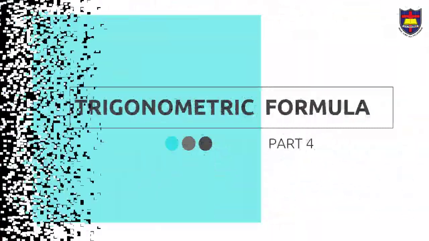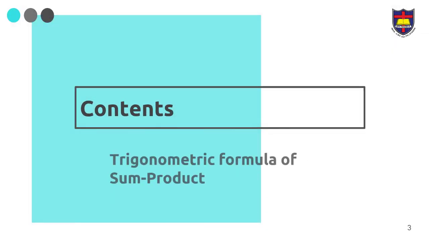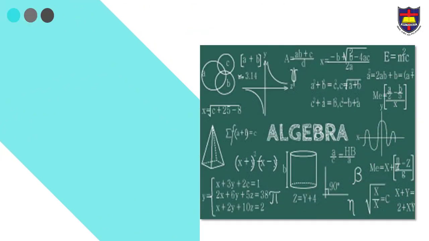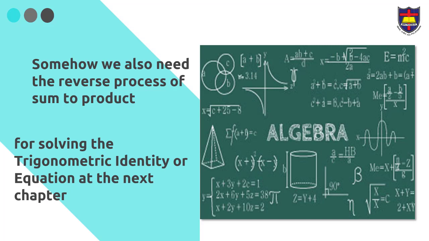So for today, we will learn about trigonometric formula, and this is the fourth and the ending part. What we will learn today is the trigonometric formula of sum to product. Why will we need this process? Since earlier, we already learned how to change the product form into the sum. So for now, we also need the reverse process of sum to product.